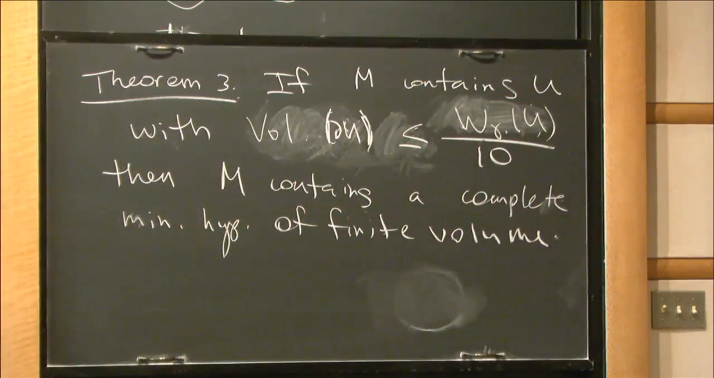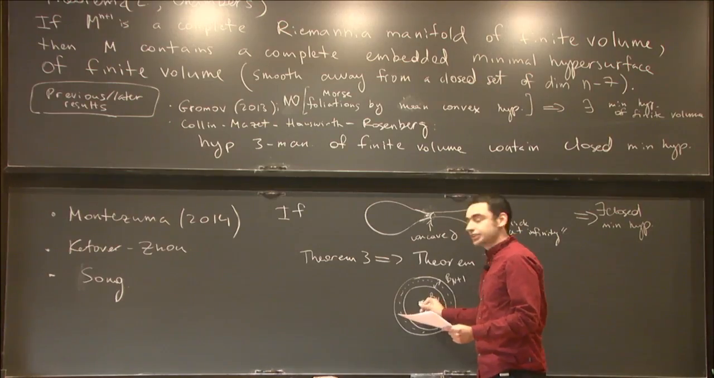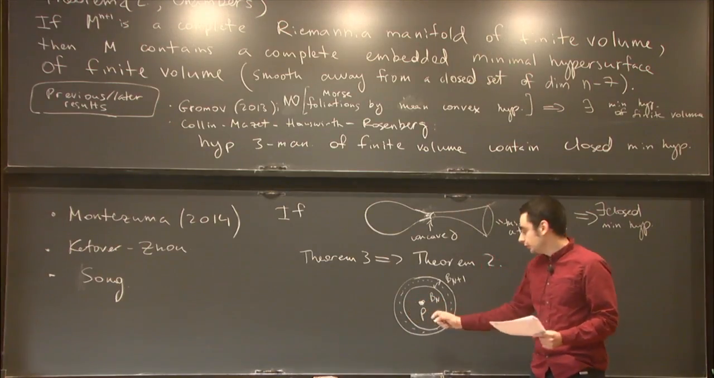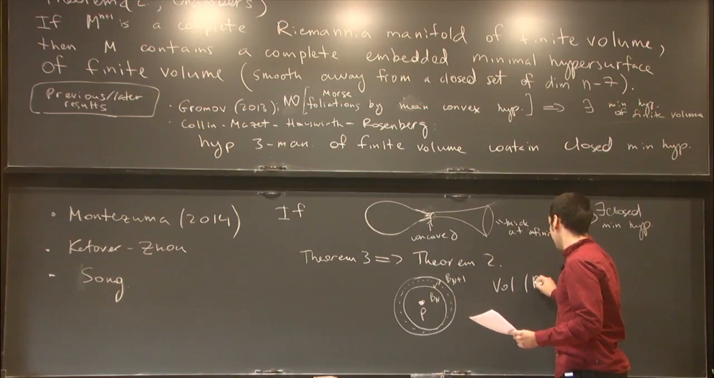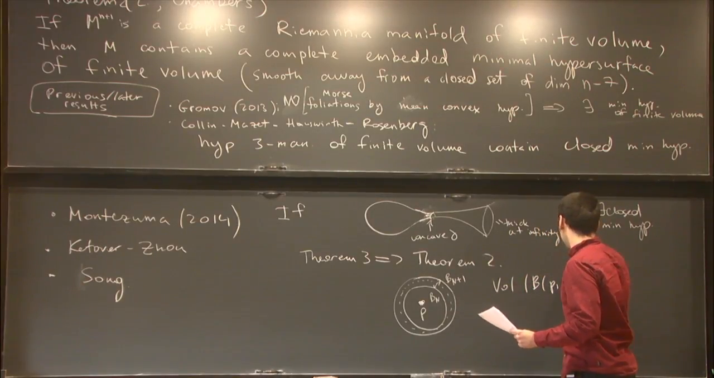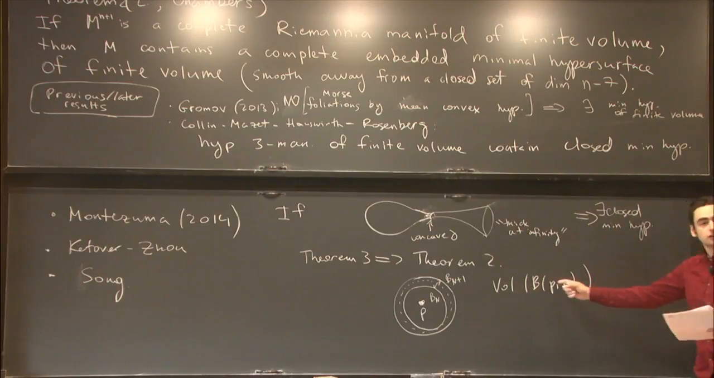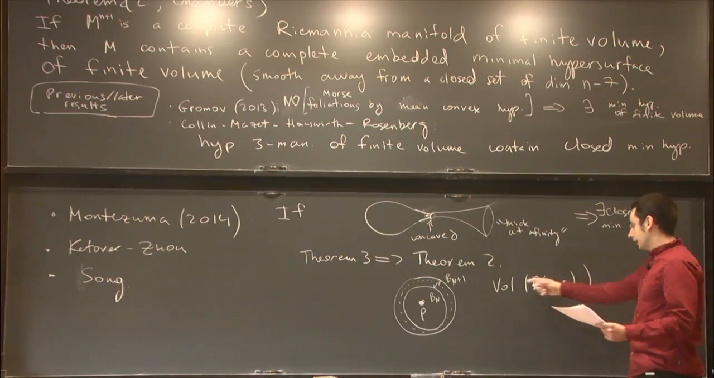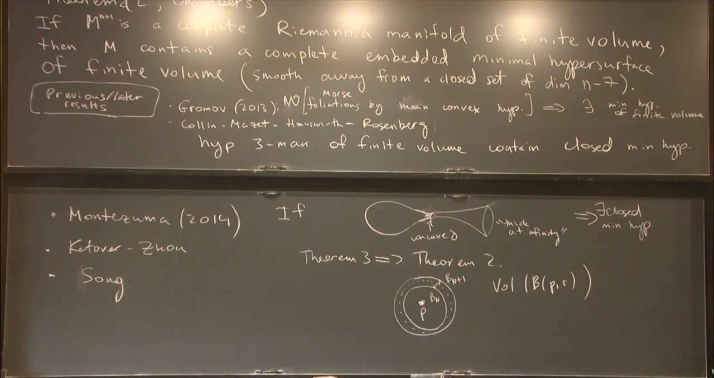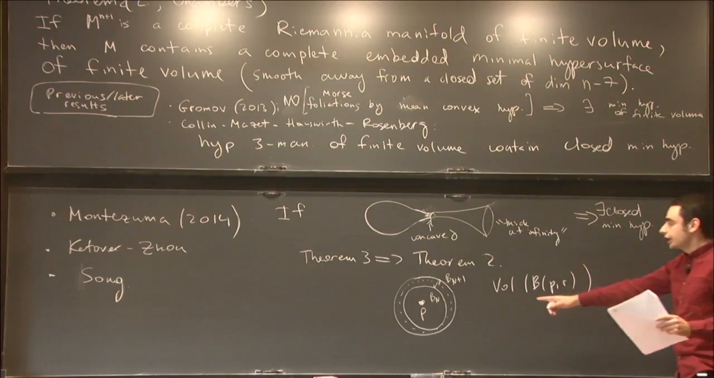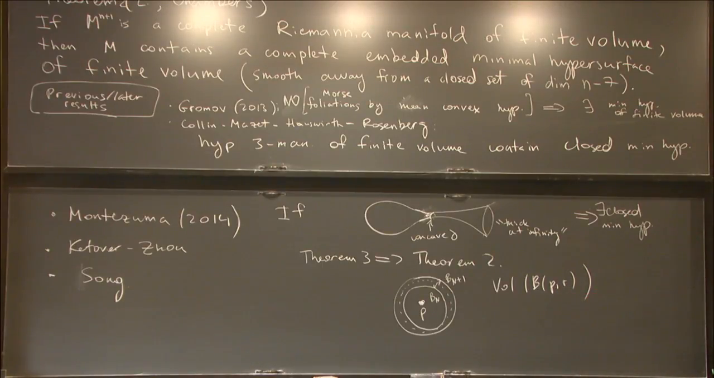Also, if a manifold has sublinear volume growth, if we take a point and we start looking at the volume of a ball of radius r, and that grows slower than a linear function, then we will also be able to find geodesic spheres of arbitrarily small size, and we will also be able to apply this theorem to find minimal hypersurfaces.